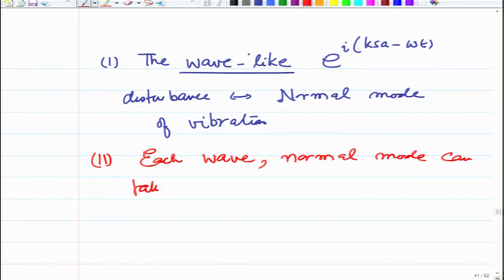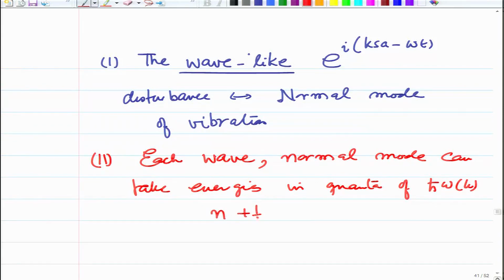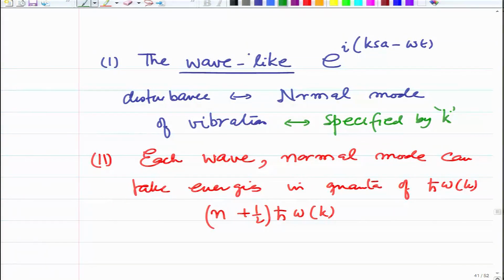can take energies in quanta of h cross omega k, and energy is n plus a half h cross omega k, and each normal mode is specified by k, and k is restricted between minus pi by a and pi by a, and this is known as a phonon.